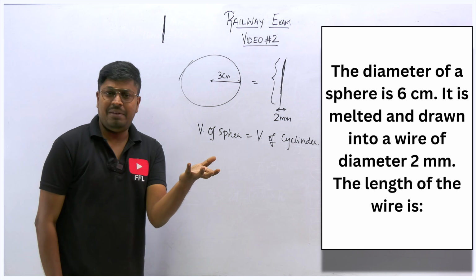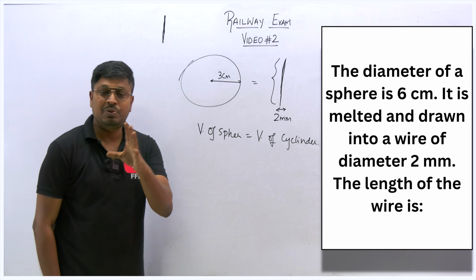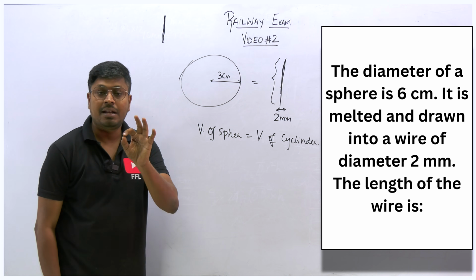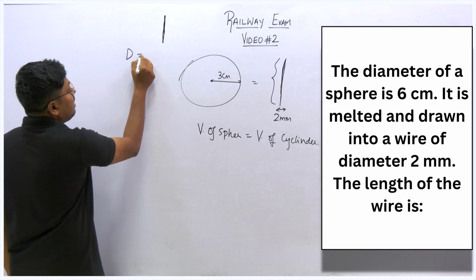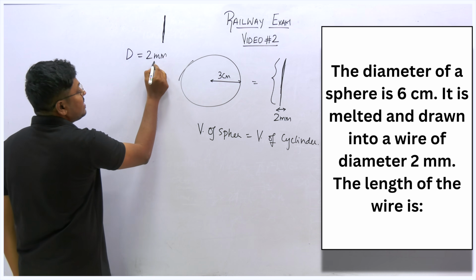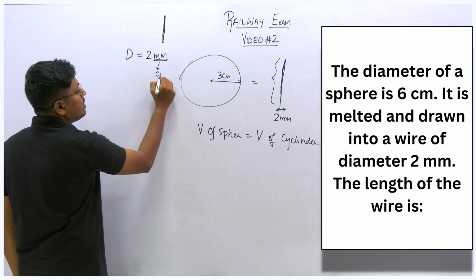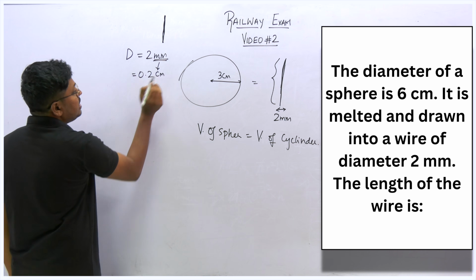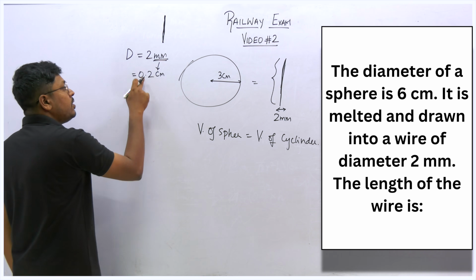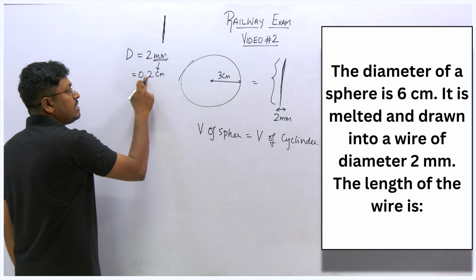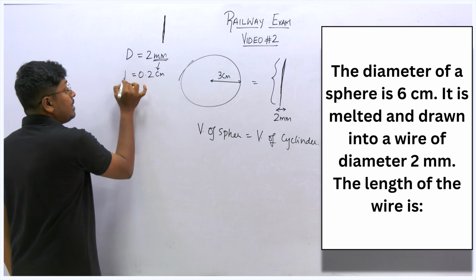In the previous video itself I have told you, right? Centimeter to meter, meter to centimeter, all the conversions are important. So here they have given a diameter, which is 2 mm. First convert the mm into centimeter. When you convert this, it becomes 0.2 centimeter, because 10 mm will be 1 centimeter. So 2 mm will be 0.2 centimeter, which will be the diameter.